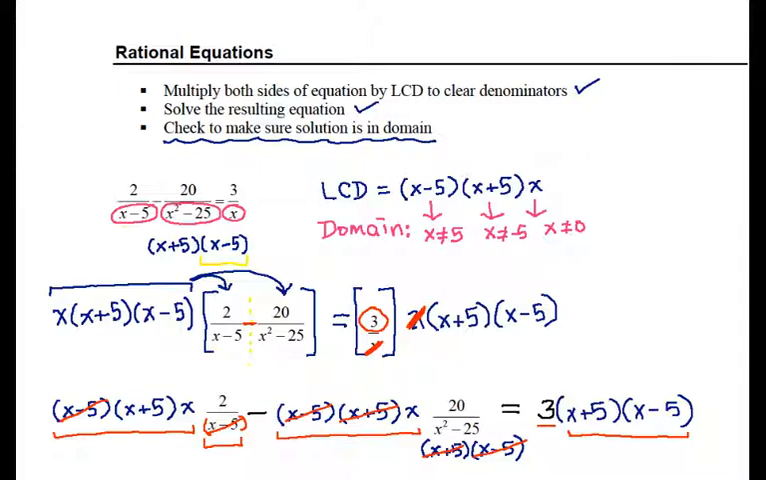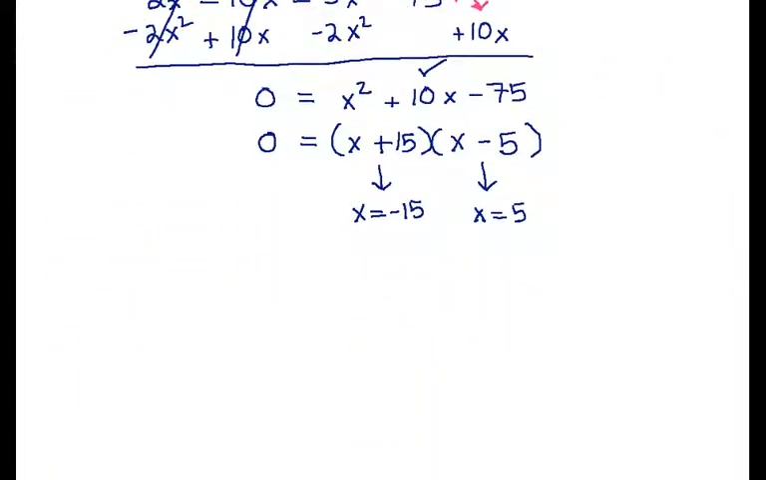So now let's look back at our solutions and see if any of them are not in the domain. Looks like negative 15 is fine. That wasn't one of the listed numbers, but 5 was one of the listed numbers, so we have to throw it out.